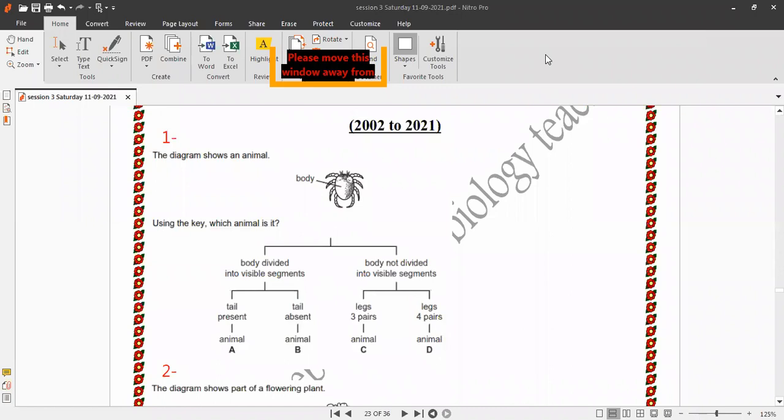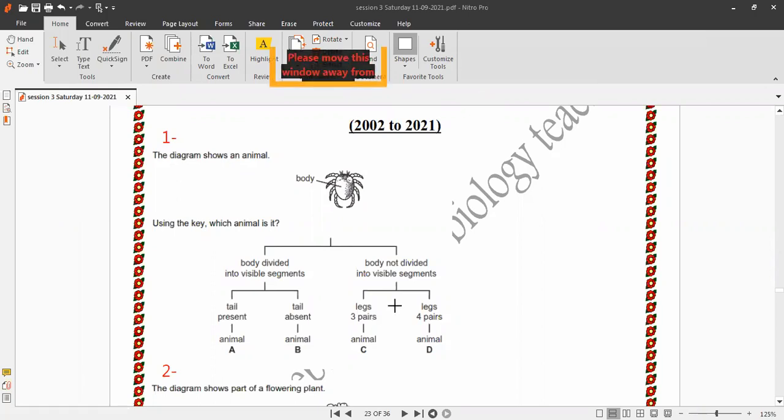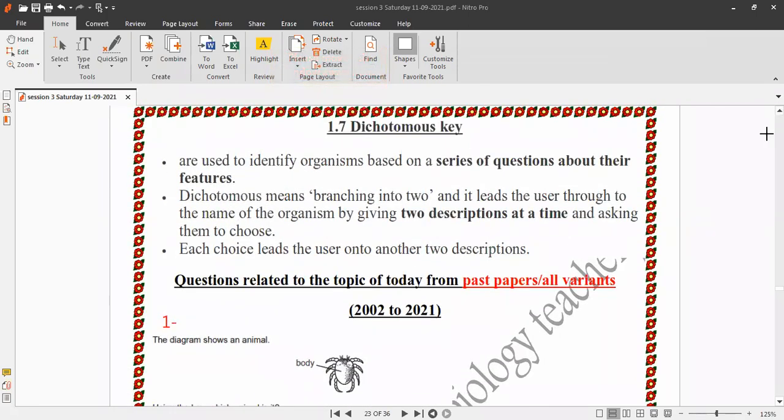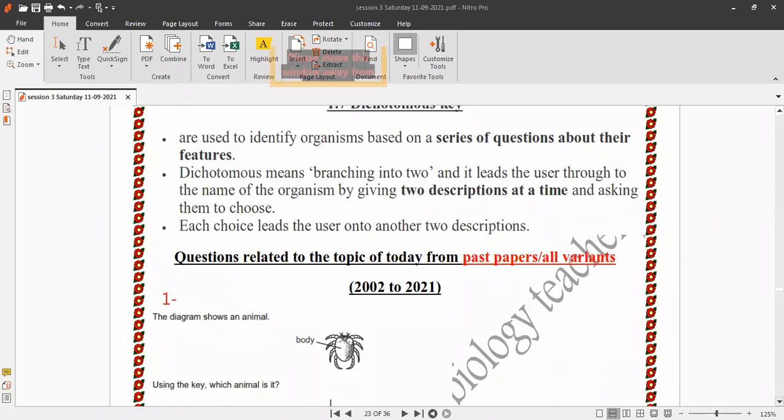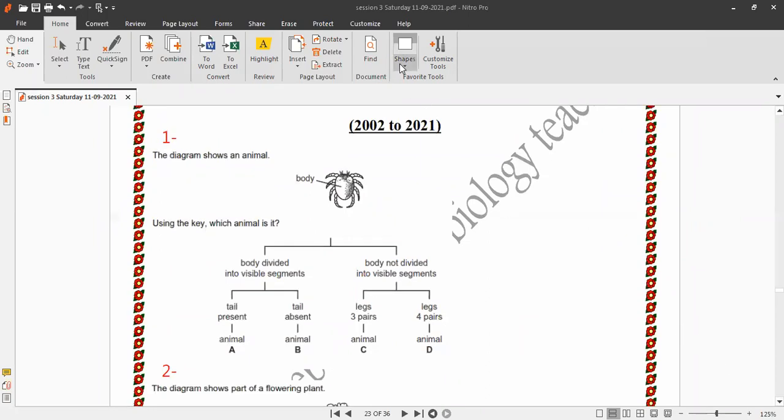Let's see, for example, number 1. The diagram shows an animal. Using a key, which animal is it? Body divided into visible segments? No, so cancel this. Body not divided into visible segments, yes. Legs 3 pairs or legs 4 pairs? Let's count: 1, 2, 3, 4 pairs. So the correct answer is animal D. We identified animals using the dichotomous key. We ask some questions, if yes, if no, to identify the animals, based on their physical features, and choose the correct one.